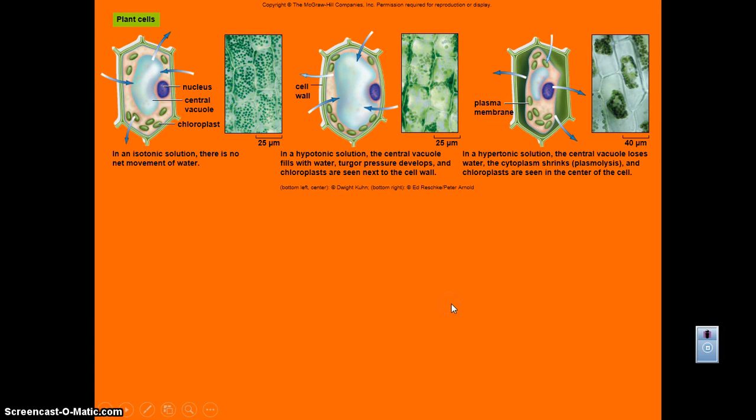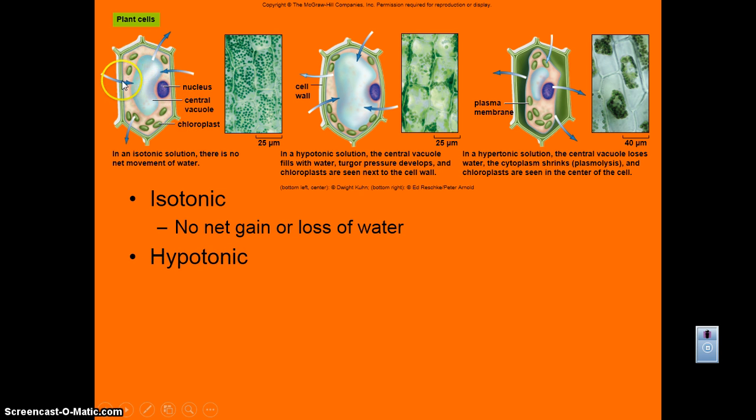Same thing happens in a plant cell. Turgor pressure is a word that we talked about in class, and turgor pressure is how much pressure is exerted on the cell walls, mainly due to the amount of water inside of the central vacuole. So if you have an isotonic cell, there's no net gain or loss of water. So these are plant cells, and all these little green dots here are the chloroplasts, and they're full. You notice the chloroplasts are taking up the whole entire cell.